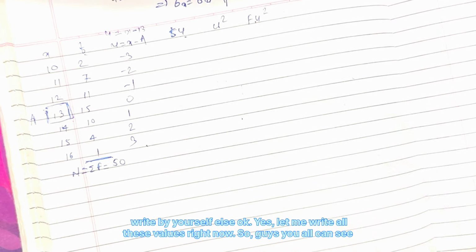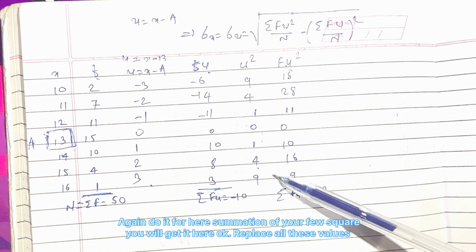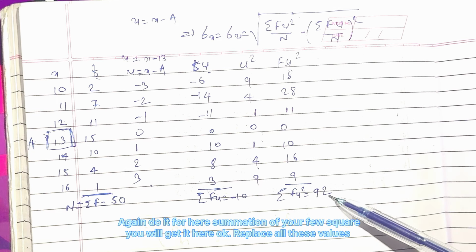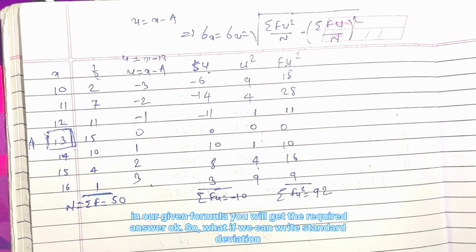So the summation of f u and the summation of f u square, you will get these values over here. Find the summation for the entire column and you will get the summation of f u. Do the same for the summation of f u square, and you will get it here. Replace all these values in our given formula and you will get the required answer.